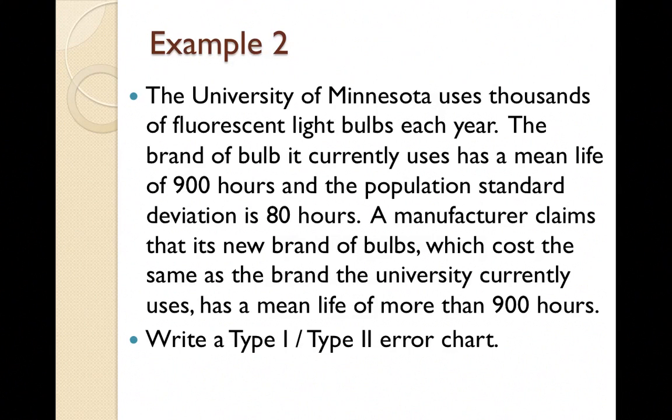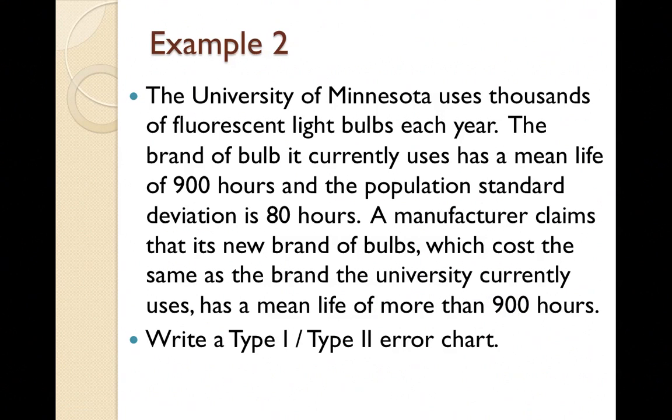The University of Minnesota uses thousands of fluorescent light bulbs each year. The brand of bulb it currently uses has a mean life of 900 hours and a population standard deviation of 80 hours. A manufacturer claims that its new brand of bulbs, which cost the same as the brand the university currently uses, has a mean life of more than 900 hours. Write a type 1, type 2 error chart.